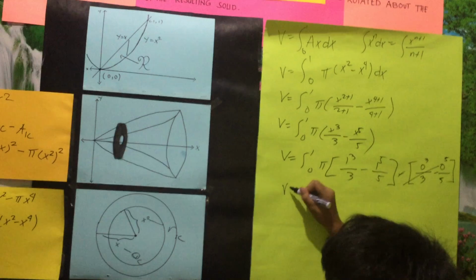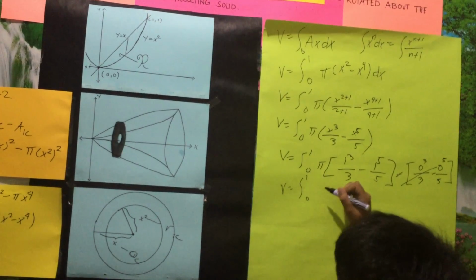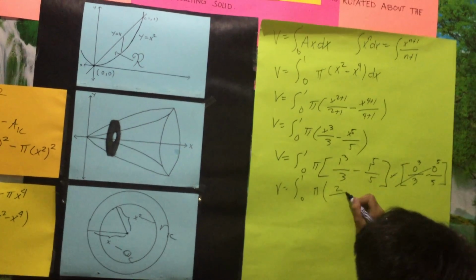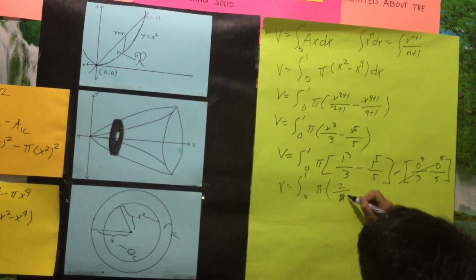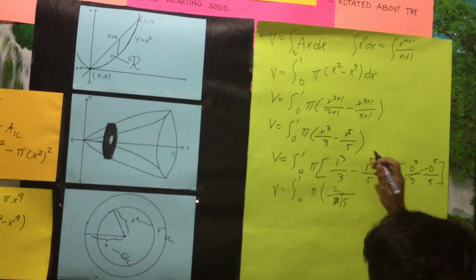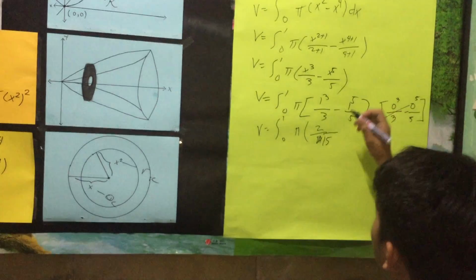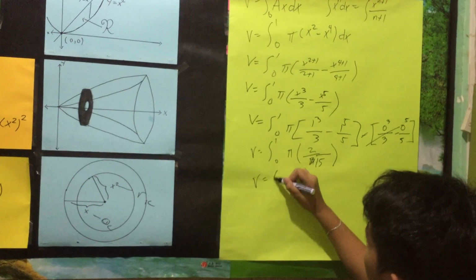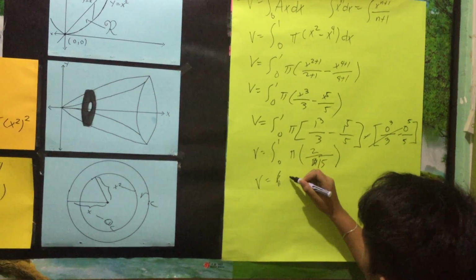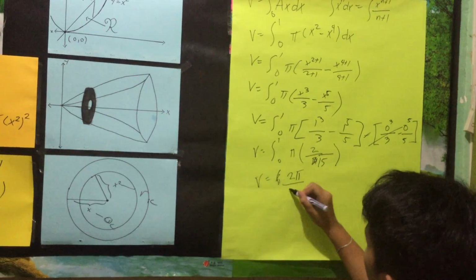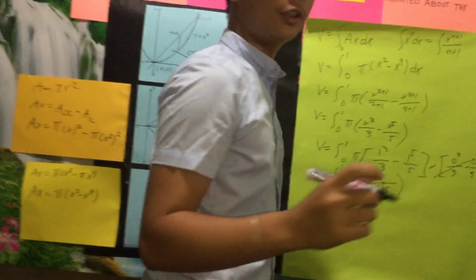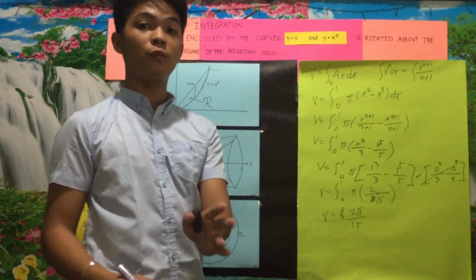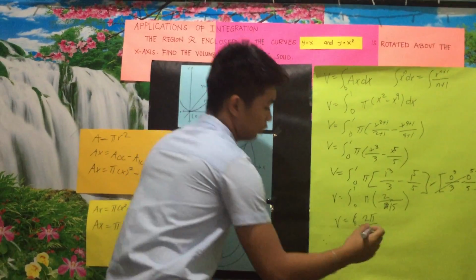Now the volume is equal to pi times 2 over 15. And simplifying it further, it will now become 2 pi over 15. Therefore, the volume of the solid is equal to 2 pi over 15.